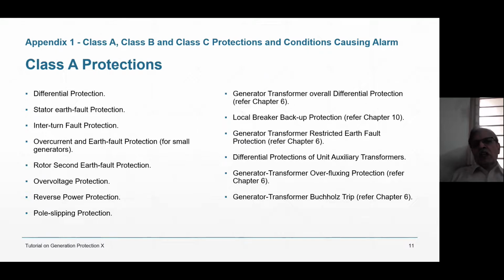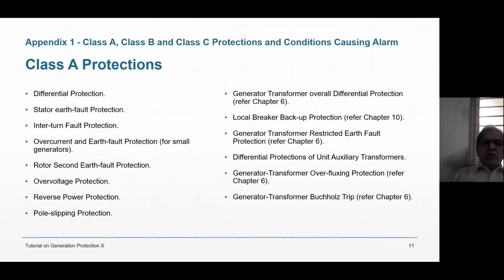Neither class A nor class B nor class C, and only alarm will be run because the abnormality is not serious. Nothing is going to happen to the generator immediately, or within a minute or two also nothing is going to happen. So in that case only alarm is sounded to let the person know that this abnormality has occurred.